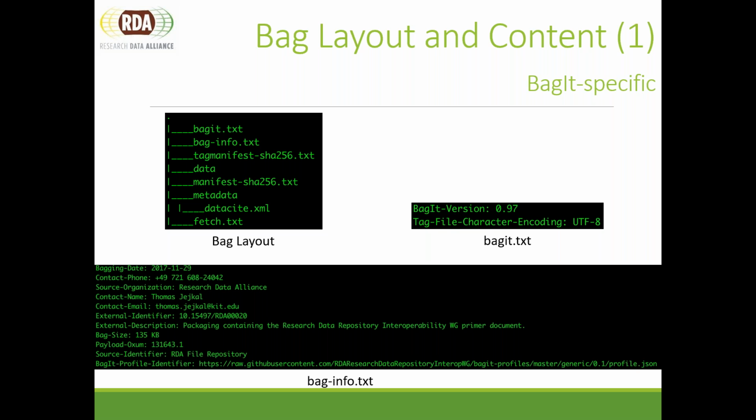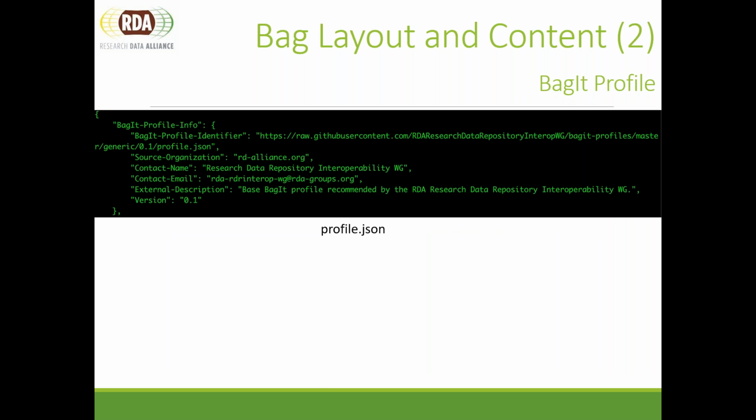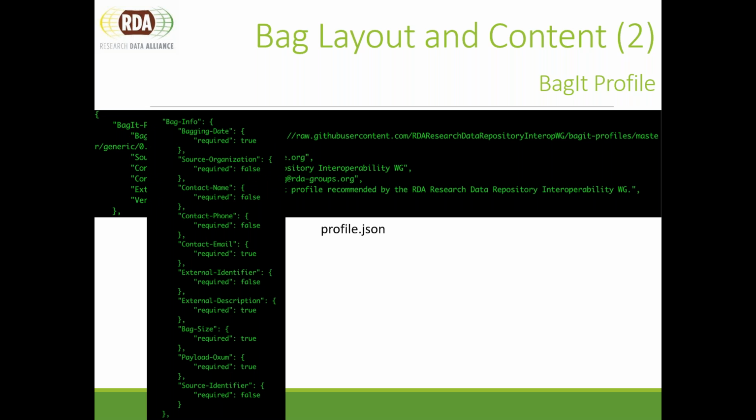This profile you see in here is some kind of generic profile we defined in our working group. And the profile basically looks like this. It has some header information, like who has defined this profile, who is the contact, and so on, and which version it has. Then there is a couple of information about this BagIt info file, which elements are in there, which elements are required, and which are optional. So, for example, what you see, a contact email is required in the info file, whereas the source identifier or the contact phone number is not required.